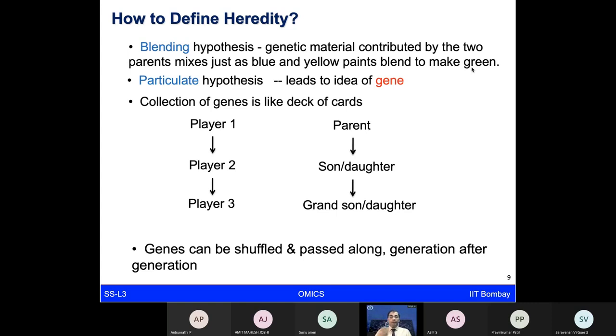For example, if you look at a deck of cards, from player 1 to player 2 to player 3, you're passing those cards. Likewise, from the parents to the offspring to the grandchildren, you're passing those genes, and these are getting shuffled in the process because of meiosis, which is happening at the chromosome level, and this information is getting passed from one generation to the next.